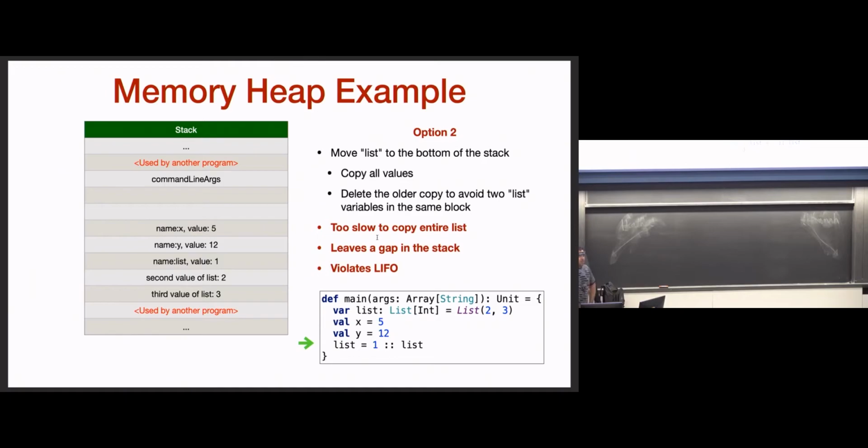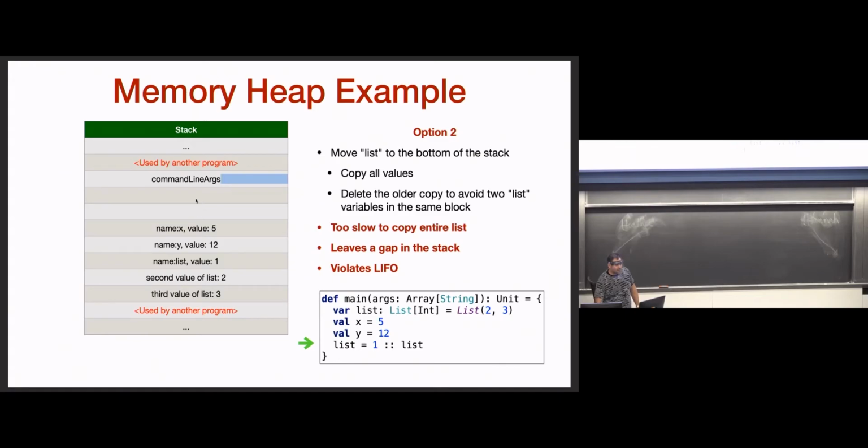All right, option 2. Well, let's just take that list and add it to the end of the stack. We have all kinds of room at the end of the stack. So let's add it there, and then just leave a gap in the stack. This is still too slow because, again, what if that list is a gigabyte of memory that we're going to pick up from the middle of the stack, put at the end, and then add that one value to it. And then we also have a huge gap in the stack. What do we do once we're popping values off the stack?